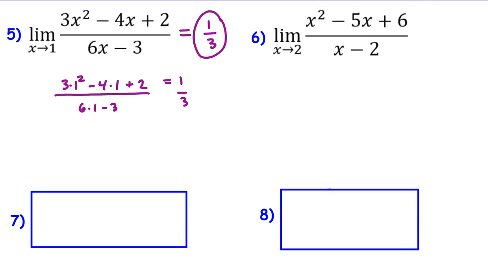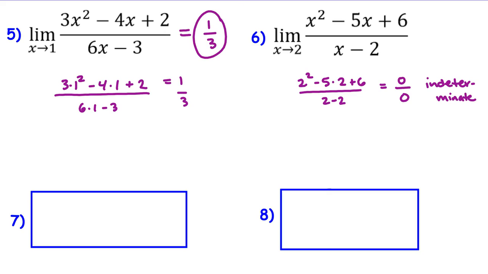Next one, another rational function, and we're finding the limit as x approaches 2, so let's try direct substitution first. So we would have 2 squared minus 5 times 2 plus 6, so 4 minus 10 plus 6, that's 0. And then on the bottom we have 2 minus 2, which is 0. Okay, 0 over 0 is a big problem. It doesn't mean 0. It doesn't mean undefined. It means indeterminate, which means we haven't figured it out yet. We might be able to figure out an answer. This limit might have a finite answer. We just can't do it by direct substitution.